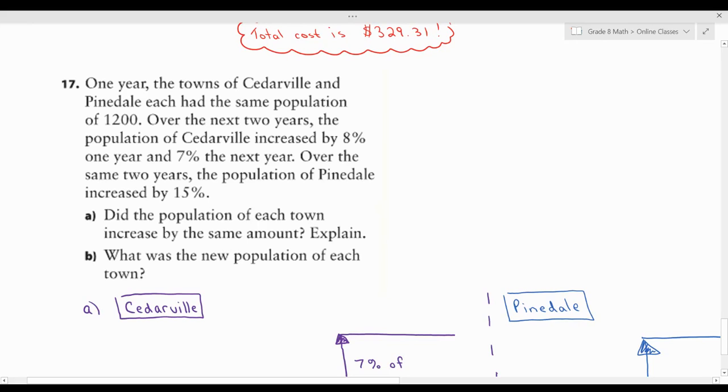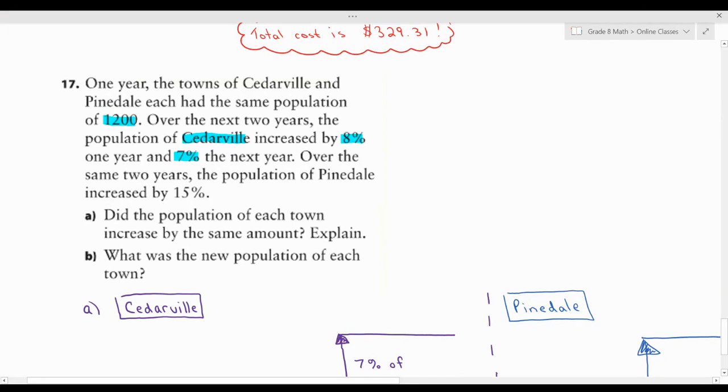And you had some practice as part of the section textbook practice questions. So what it tells you, basically you have these two places, Cedarvale and Pinedale. They both start with the same population. So they both start with 1,200 people. And then over the next 2 years, two things happen. So in Cedarville, there's an increase by 8% one year, 7% the next year. So I'm just going to highlight Cedarville increases by 8%, 7%, and they started with 1,200 people.